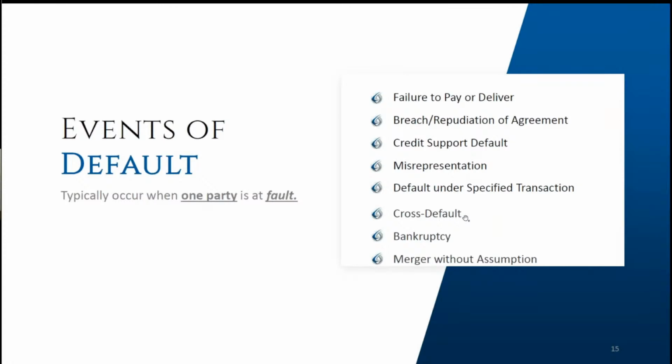Another area is the cross default. Cross default pertains to defaults that one party to the agreement might have under other agreements outside of the ISDA. So if the fund has an ISDA with Bank A and also has an ISDA with Bank B, a default under the Bank B ISDA can be imported through this cross default provision into the ISDA master agreement.